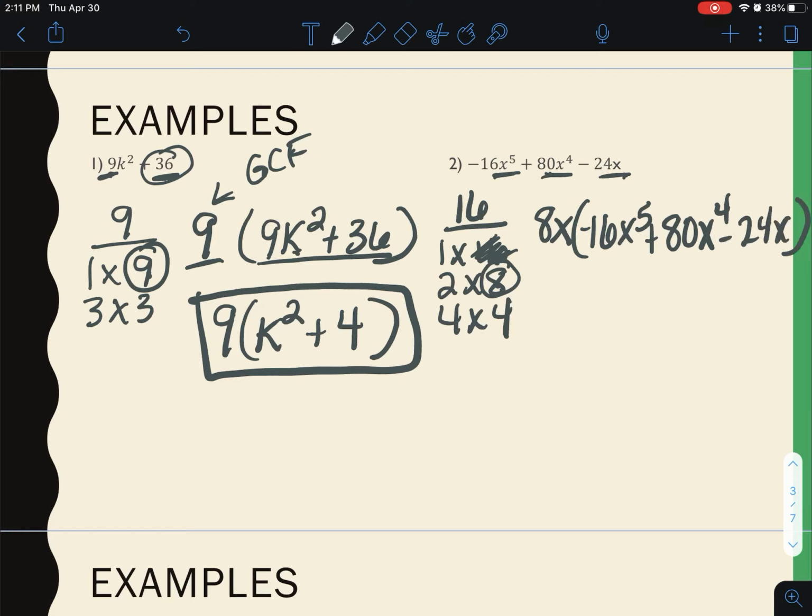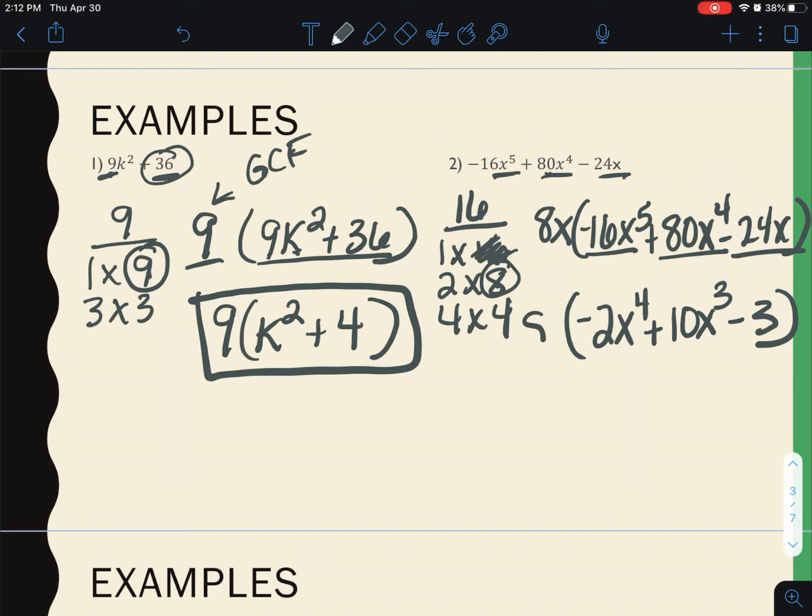And then I'm going to divide. Remember, when you're dividing the exponents, you subtract them. So negative 16x to the 5th divided by 8x would be negative 2x to the 4th. 80x to the 4th divided by 8x would be plus 10x to the 3rd. And negative 24x divided by 8x would be negative 3. Don't forget to put your greatest common factor on the outside. And so that is going to be my final answer.